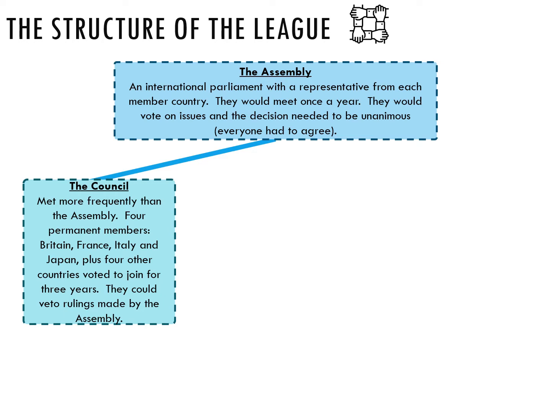You also had the Council, and this met more frequently than the Assembly. There were 4 permanent members, which were Britain, France, Italy and Japan, plus 4 other countries which were voted to join for each 3 years. And they could veto rulings made by the Assembly. Later the temporary members increased to 9 members.